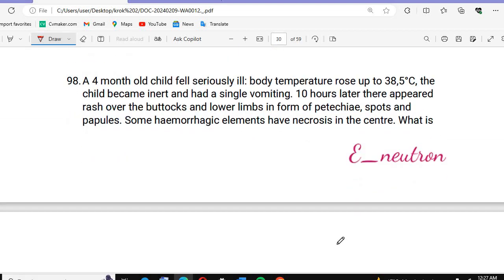Question number 98. Here we can see there are rashes over the buttocks and the lower limbs in the form of petechiae, spots, and papules. Hemorrhagic elements have necrosis in the center. So what are these? There is a hemorrhagic rash. This hemorrhagic rash we see in case of meningococcemia.